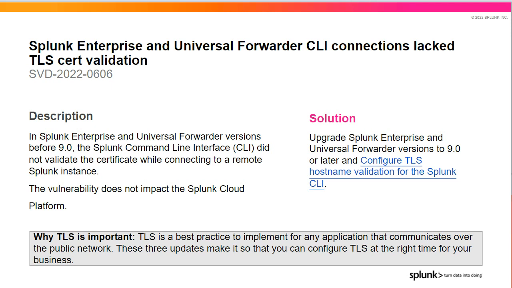Now, by default, the CLI will emit warnings on standard out if TLS validation is turned off and you're connecting to a remote node. So if you start seeing warnings in your log files from CLI commands, then be aware that this pertains to this particular change. For remediation, please upgrade your Splunk Enterprise and Universal Forwarder versions to 9.0 and configure TLS between your CLI client to trust TLS certs presented by remote servers.